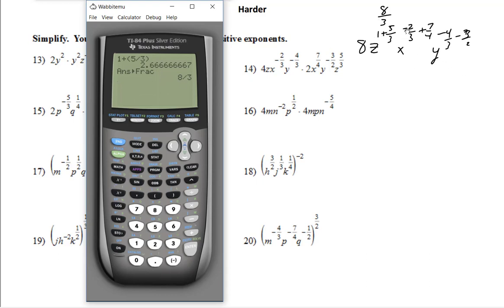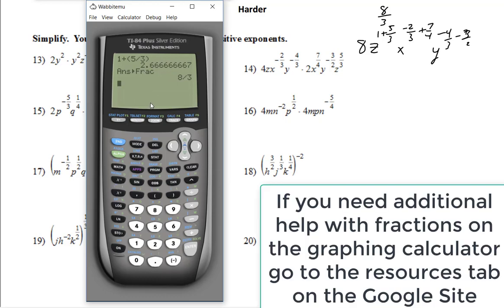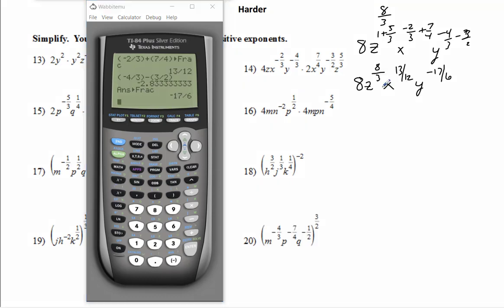So now I'm going to do the same thing for the rest. I want you to, again, make sure you can do this. I'm just going to do it real quick, and then I'm going to get the answers. So that's what I get when I do my x's and y's. I get 13/12 and negative 17/6. But what do I know because the y is negative?